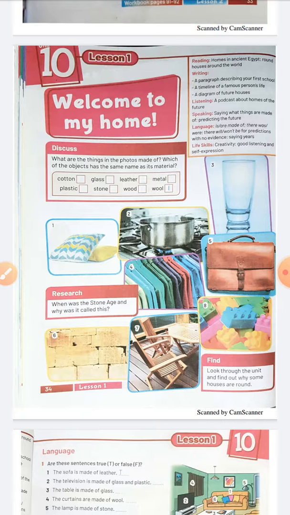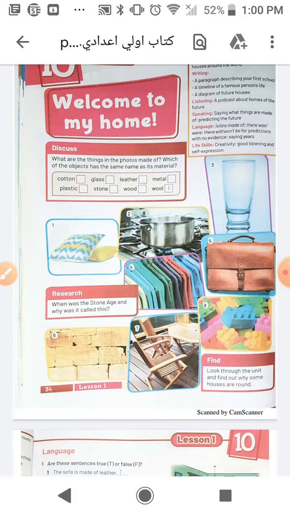Welcome to my home. The main focus of the unit is explaining what things are made of. Okay? I want you now, at the beginning, before the explanation, to look around you in your room, in your house, and try to make sentences explaining what things are made of. What are things made of?